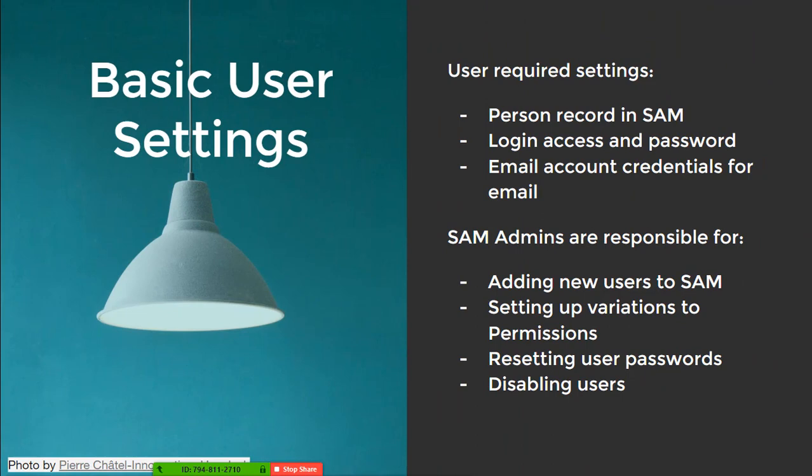So the basic user settings required in SAM for a person to have access to the database are that they need a person record in the system. I do like to label person records with things like employee or staff, attaching them to your organization, just so that you have tracking and documentation about the people that work there. You will need to give them login access, which we'll show you. And then there are some email account credentials and settings that need to be set up so that they can send and receive emails, or send emails out of the system, and their emails can be imported if that's a selection that you want them to have.